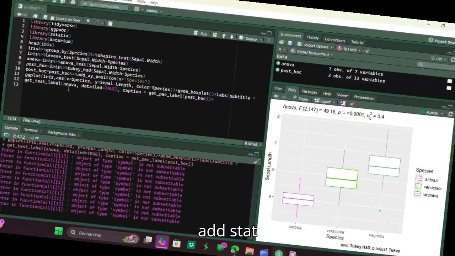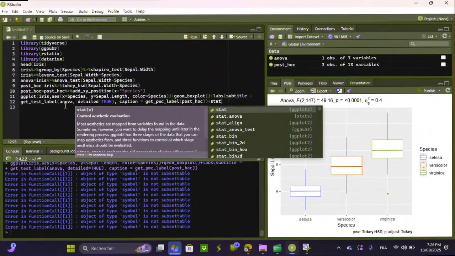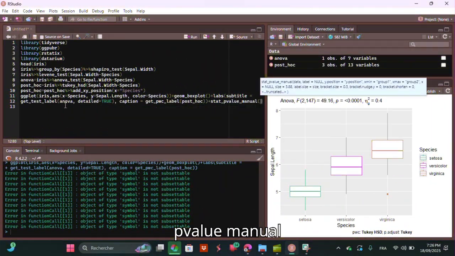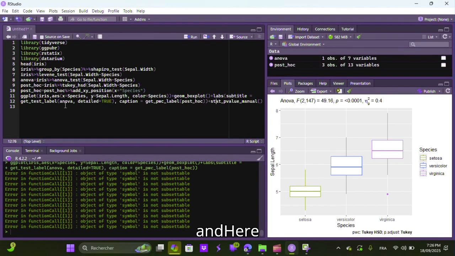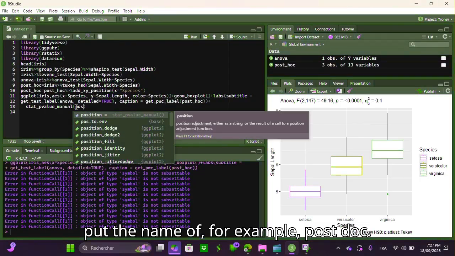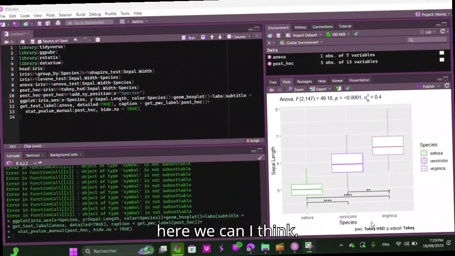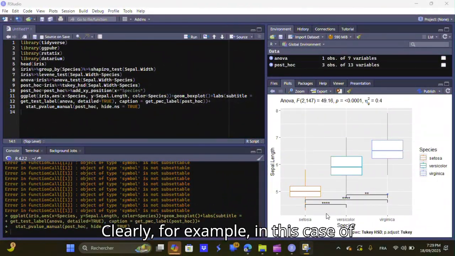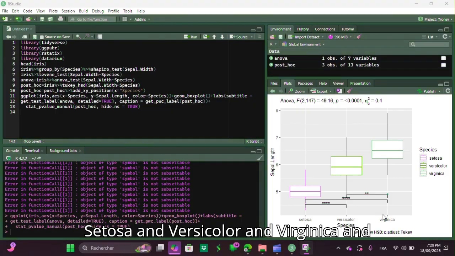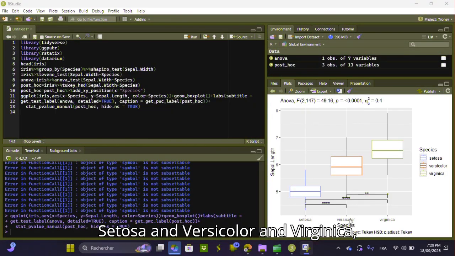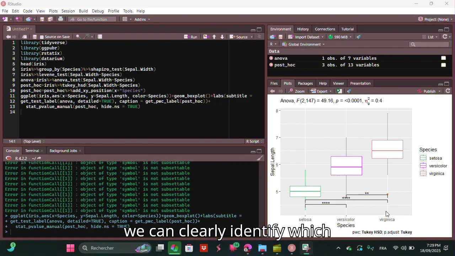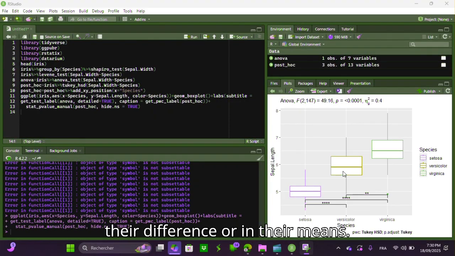very well, add stat_pvalue_manual, and here put the name, for example, post hoc. So here we can, I think, clearly see, for example, in this case setosa and versicolor, virginica and setosa, and versicolor and virginica, which groups differ significantly in their means.